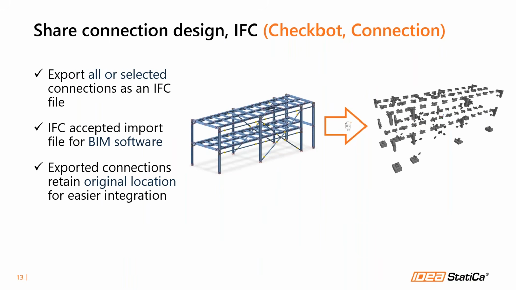So you are just saving these files, sending them to the detailer, and thanks to the fact that we are retaining the original location of the nodes, it's easier to find out any clashes, any changes. So I think this is also something that can make your workflows more efficient. But how can we do that?